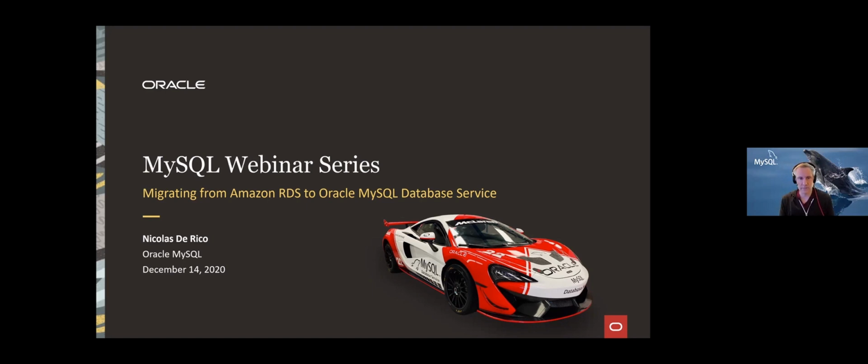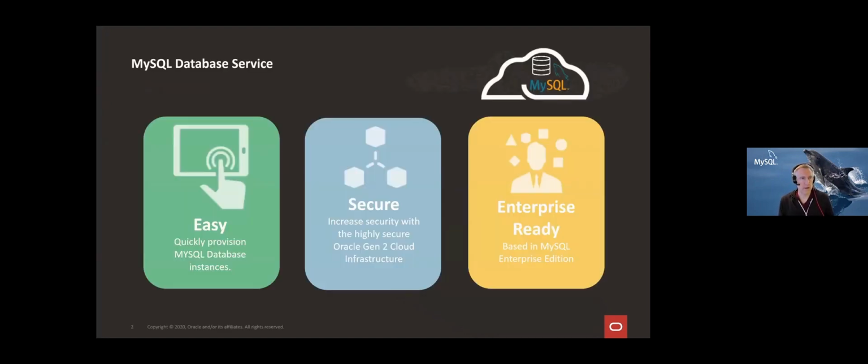And so the topic is the migration of Amazon RDS to the Oracle Cloud MySQL Database Service. We'll cover why somebody would want to do that, but also how somebody would achieve that. So let's get started. So first off, what is the MySQL Database Service?